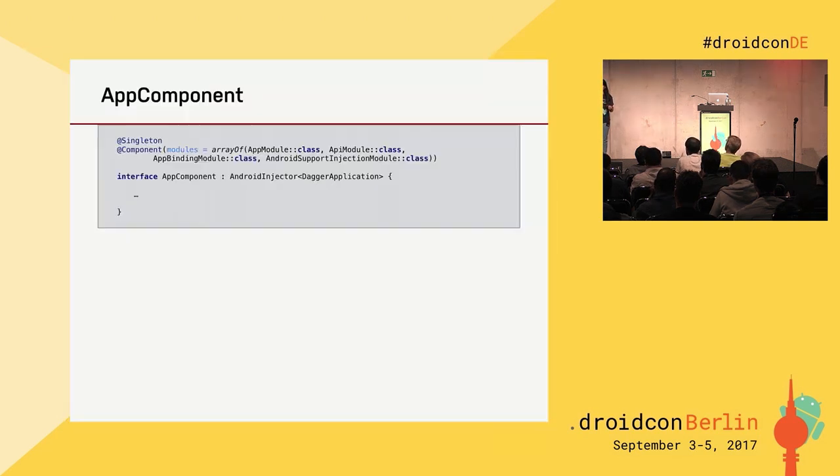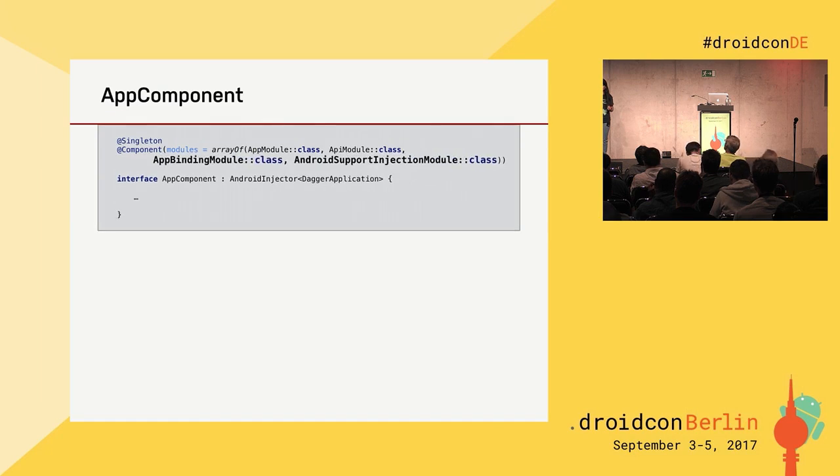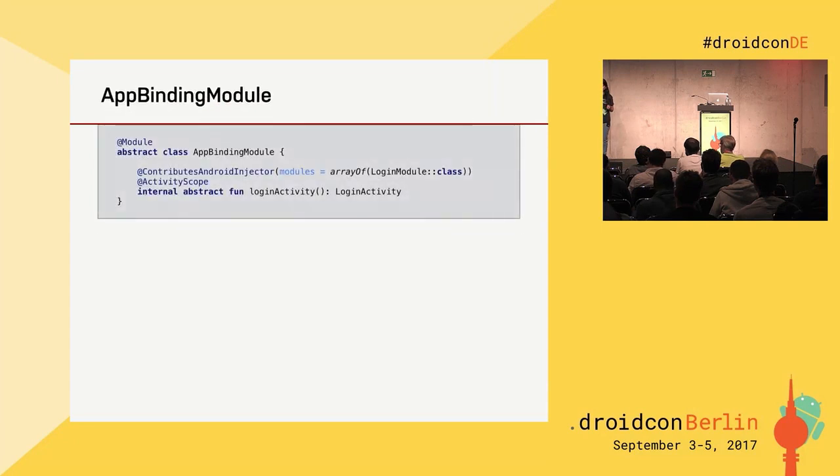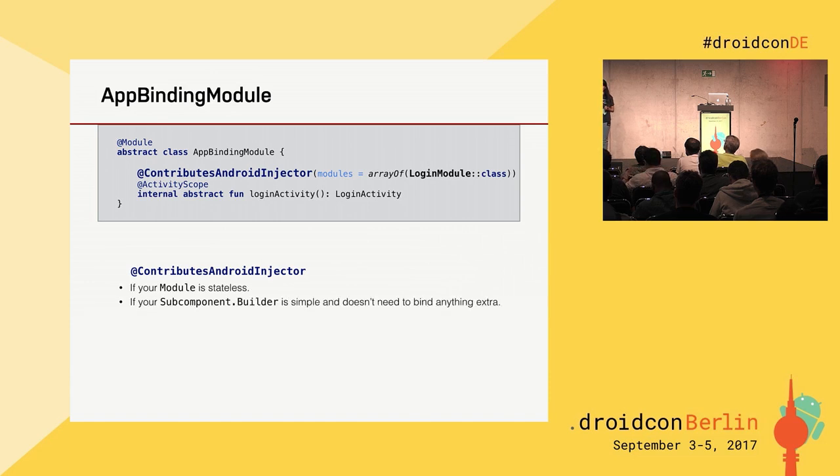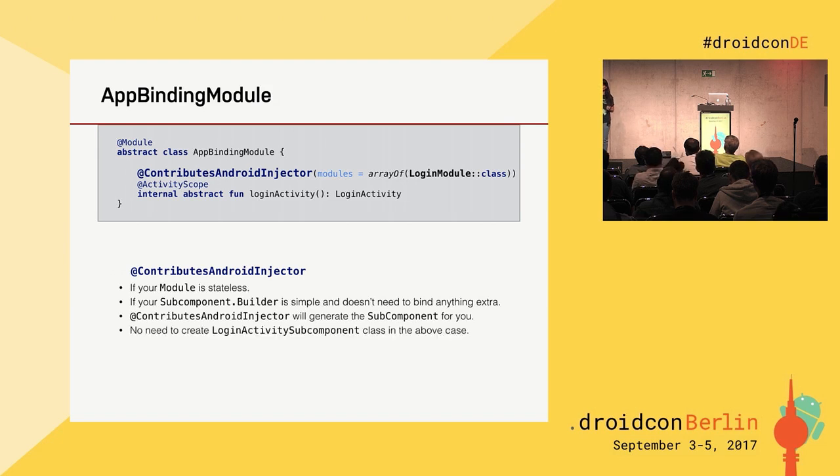So how can we implement this? We are going to add AppBindingModule and AndroidSupportInjectionModule. These are the two new modules that we are going to add. So what is AppBindingModule? Here we specify @ContributesAndroidInjector. And what is ContributesAndroidInjector? If your module is stateless, if your subcomponent builder is something simple, it doesn't bind anything extra, like if it just binds the activity only or the fragment only, then you can specify @ContributesAndroidInjector, and Dagger will generate that subcomponent for you.